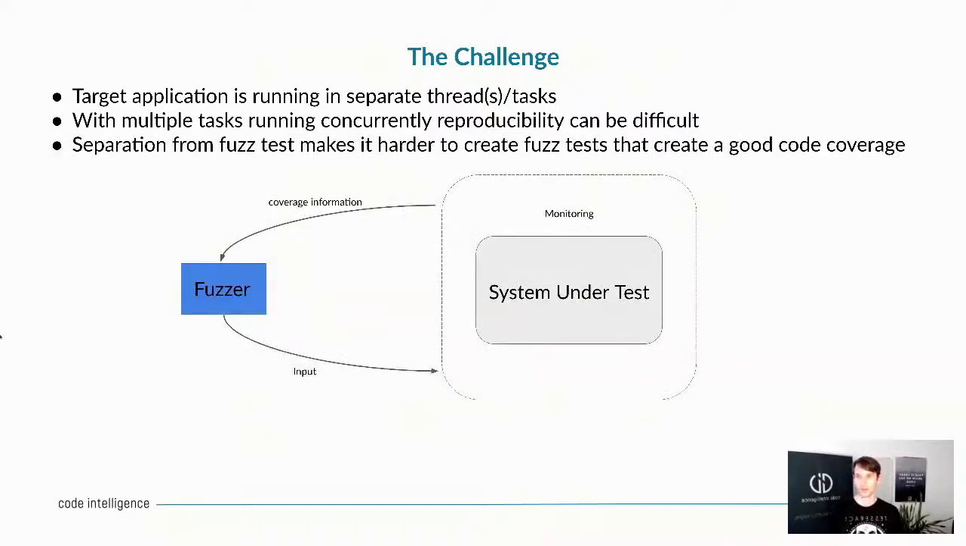So also the separation of the fuzzing engine from the software under test can make it harder to create fuzz tests that don't confuse the fuzzer. So what's really important is that this coverage information is sent back to the fuzzer when the input was processed. So when the processing of this input is done. So what can happen with applications that run in separate threads is the fuzzer sends an input to the application, it starts processing it, but then it will process the input in a separate thread.